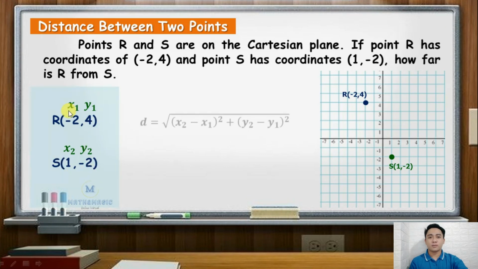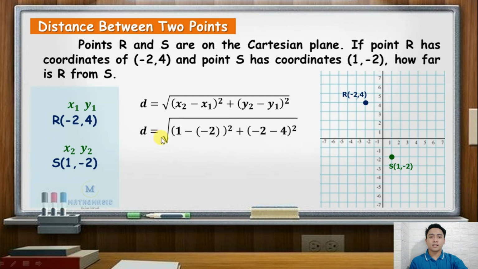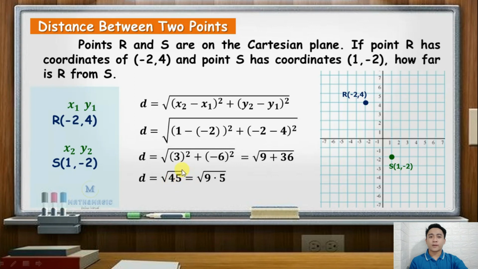Substituting these values in the formula, D is equal to the square root of quantity 1 minus negative 2, quantity squared, plus the square of quantity negative 2 minus 4. Negative of negative 2 is positive 2. Adding 1 and 2, the sum is equal to positive 3. Square of 3 is 9. Negative 2 minus 4 is negative 6. Square of negative 6 is positive 36. Now adding 9 and 36, the sum is 45. Square root of 45 can be simplified as square root of 9 times 5 or simply 3 square root of 5. Hence, the distance from point R to point S is 3 square root of 5 units.